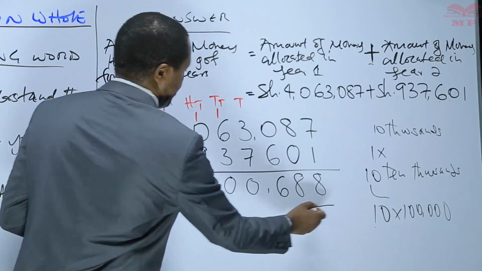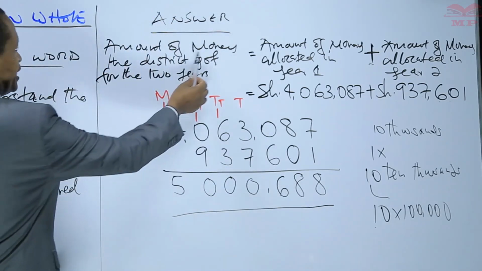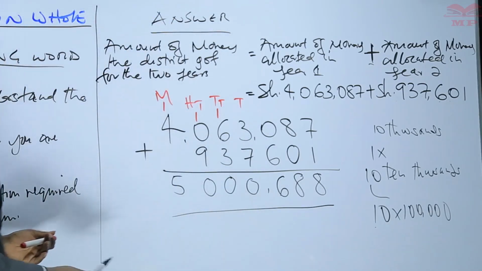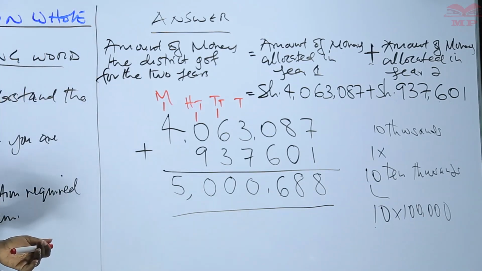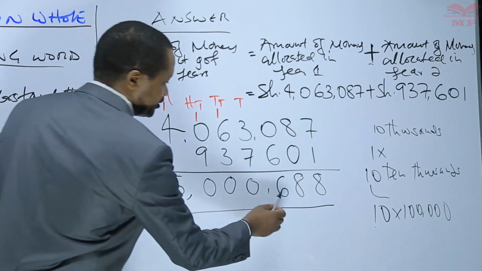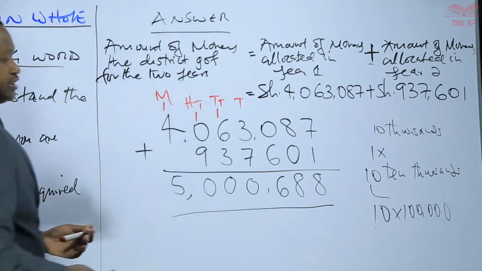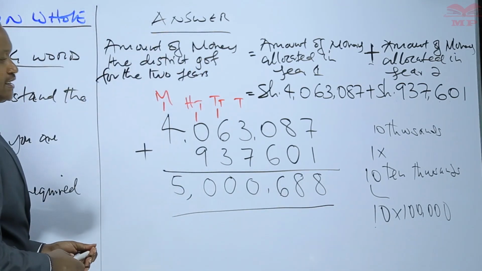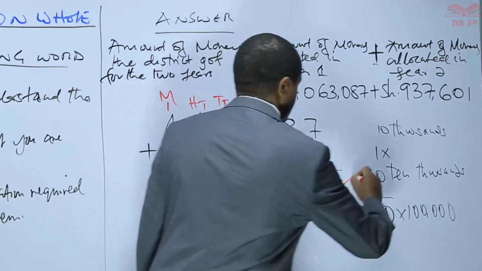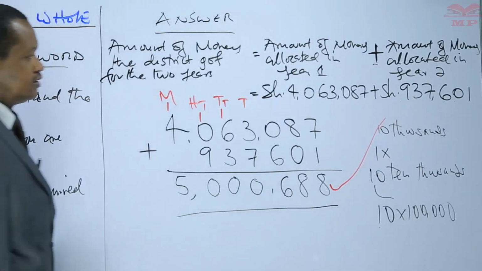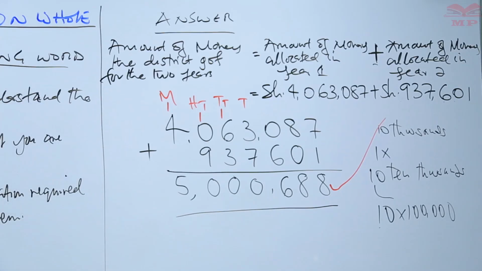So the amount of money the district got for the 2 years is equal to 5,688 shillings. So this is correct. That is the answer to the question.